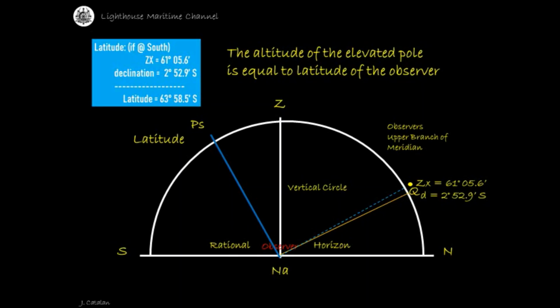The formula derived is that latitude is equal to the zenith distance added to the declination.